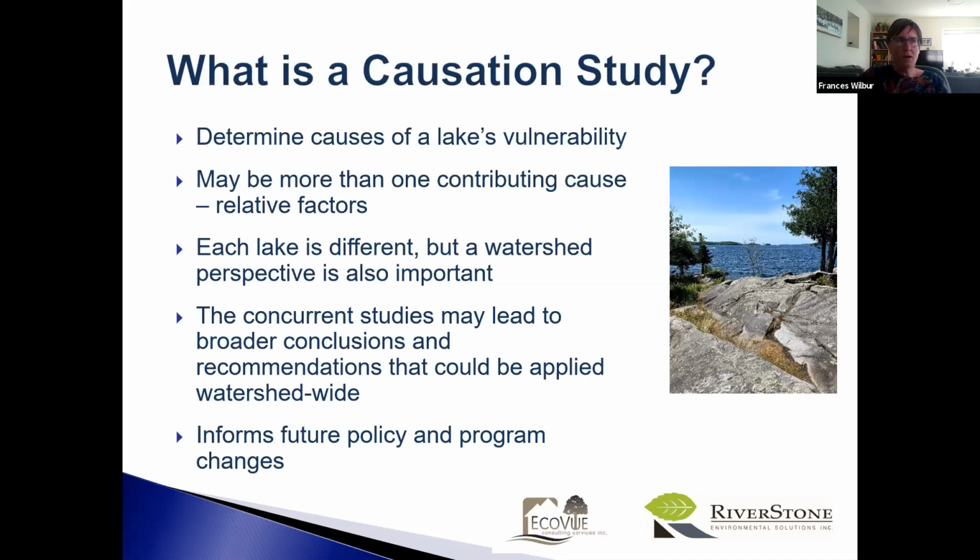As Jackie said, this is one of 5 causation studies that are happening at this point. And these 5 studies will be looked at as a whole as well as individual lakes. So a causation study informs future policy and program changes for the District of Muskoka. A causation study does not create or implement policy, but does inform future municipal policy updates. And a causation study does not create programs at the municipality, but can inform future programs for the municipality.